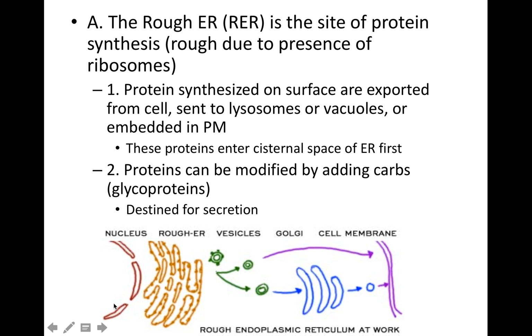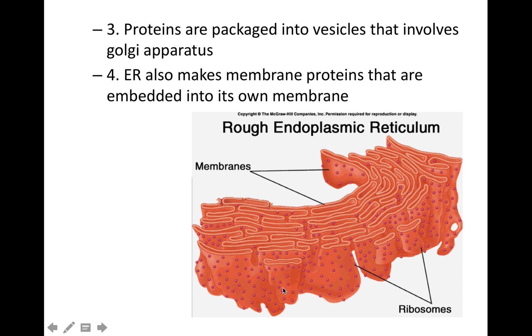Well, remember, it all starts in the nucleus. mRNA travels to a ribosome, maybe the ribosome found on a rough ER. The protein gets made and gets packaged into a vesicle. And it's just saying that it's entering the cisternal space of the ER first. Well, this would be the cisternal space. It enters, gets packaged, and leaves.